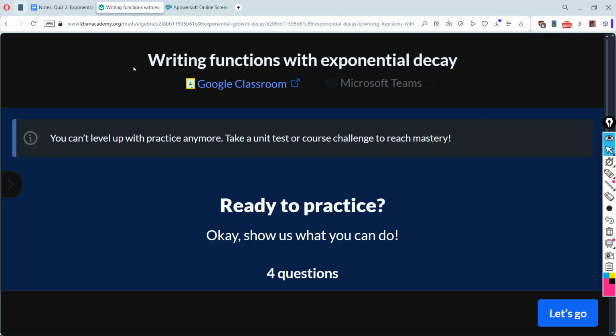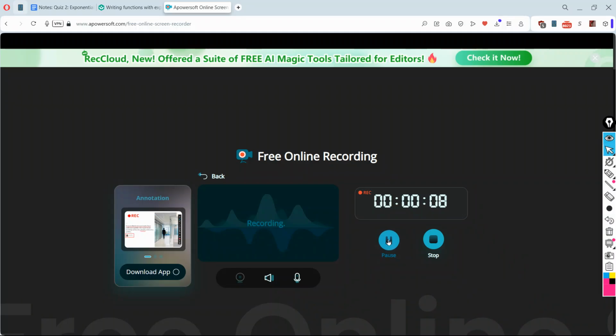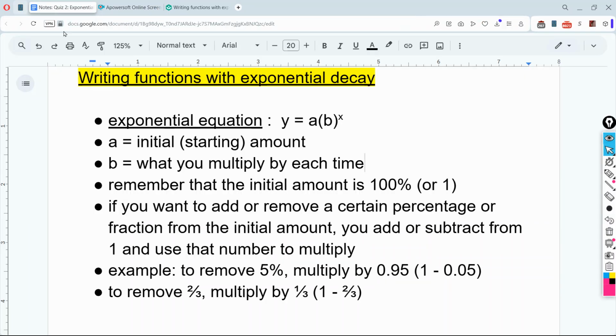This will be for the Khan Academy exercise, writing functions with exponential decay. All right, some quick notes.